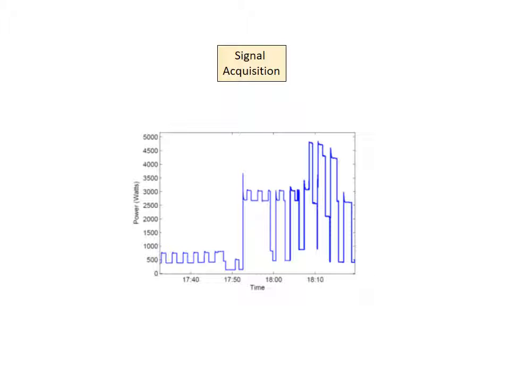So again, signal acquisition is just having, in this case, a smart meter in place, so the ability to get this two-way communication of data that would come from the household to the utility. And what we want to do is disaggregate this into individual appliance level data.